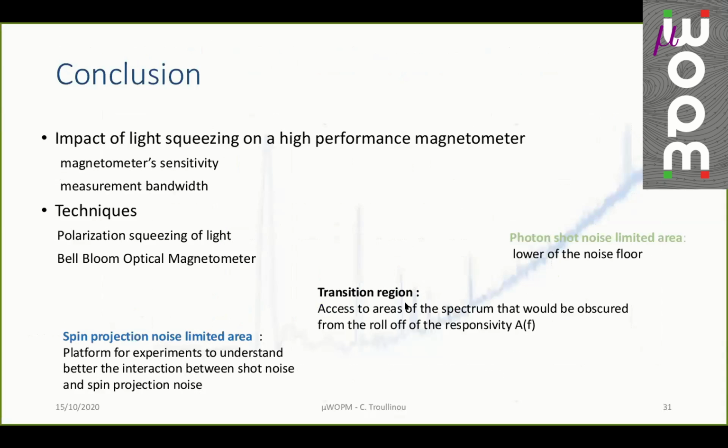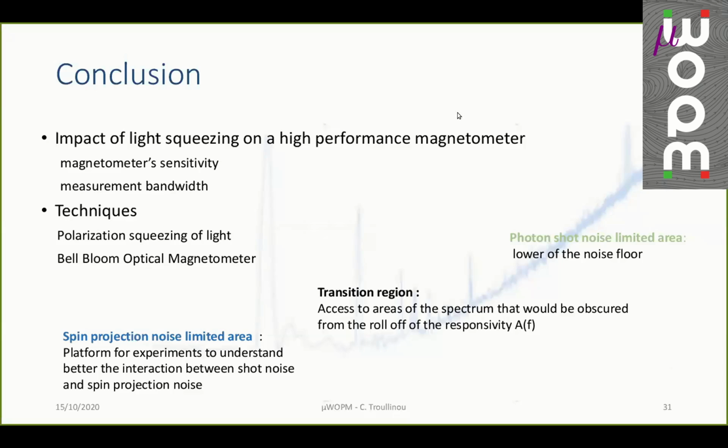So to conclude, I've tried to describe the impact of light squeezing on a high-performance magnetometer that is twofold in terms of the magnetometer sensitivity and the measurement bandwidth. The technique that we are using is polarization squeezing of light on a Bell-Bloom optical magnetometer.